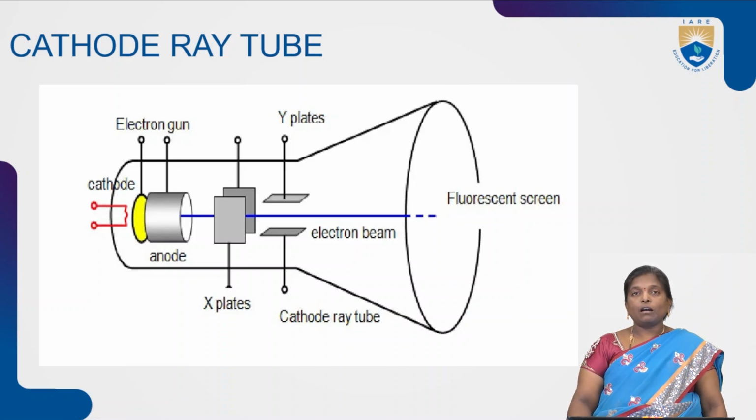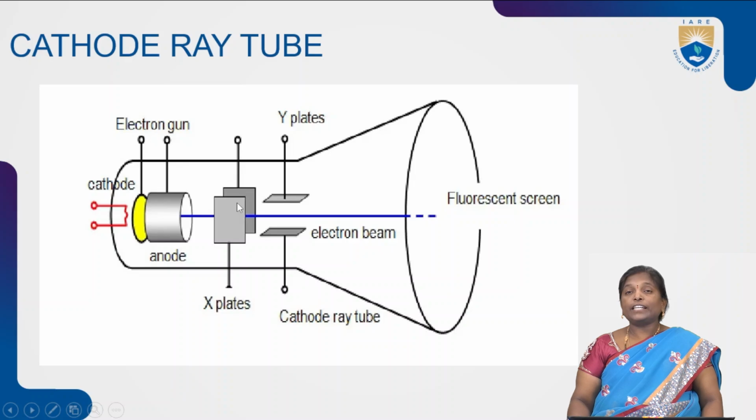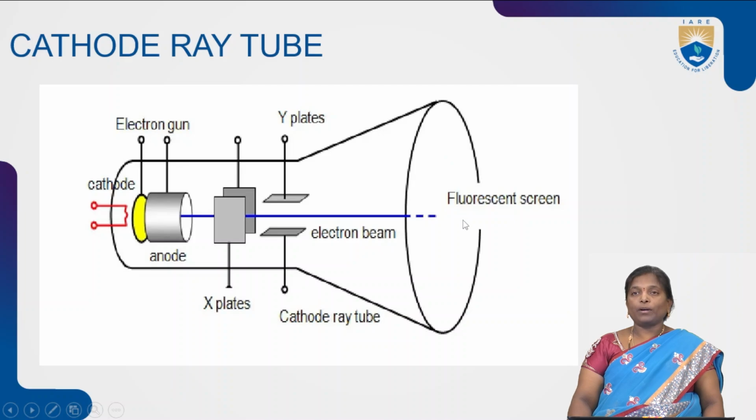This is called the heart of the CRO, and the main parts present in this cathode ray tube are the electron gun, anode, X deflection plates, also called horizontal deflection plates, and Y deflection plates, which are called vertical deflection plates. And this is the fluorescent screen, which is used to produce the output waveform on the screen. These are the main blocks.